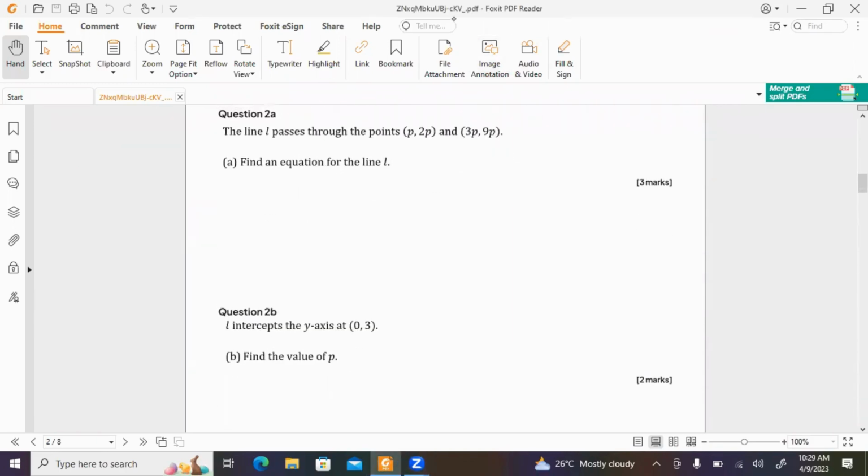Question 2a says, the line L passes through the points (2p, 3p) and (3p, 9p). Find an equation for the line L. First step, to find the gradient: 9p minus 2p over 3p minus p, which is 7p over 2p. The p's get cancelled out and we're left with 7 over 2.